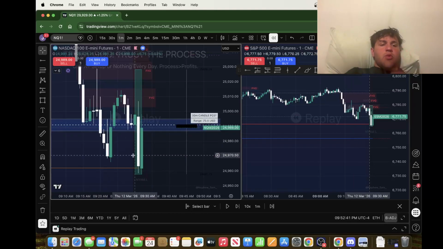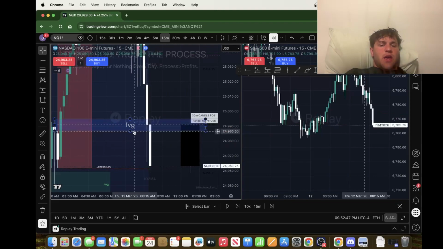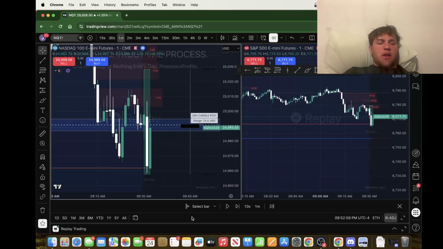But would I get in here? No, because we're still not back above the 15. If we were to go on the 15, it would look something like, obviously this is now fast forwarding a little bit, but it would look something like this where we're stuck in the midpoint. And that to me is not enough confirmation that we're going to keep on going to the upside.